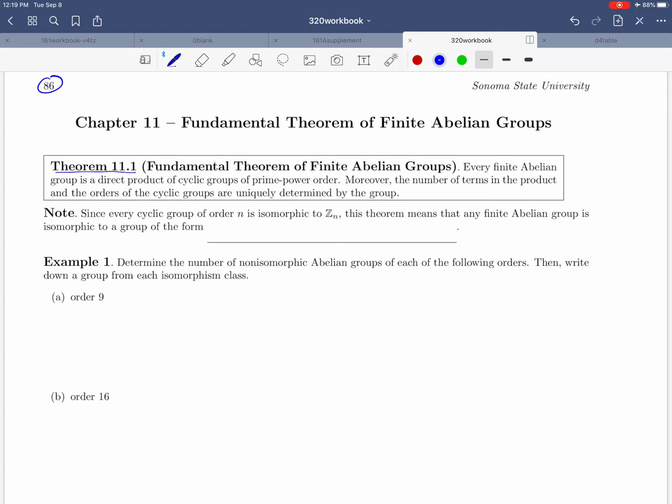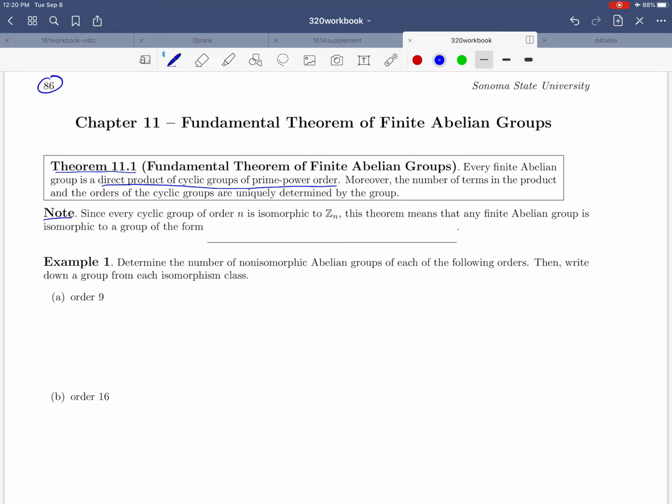Two sentences. The first sentence says, every finite abelian group is a direct product of cyclic groups of prime power order. So it's just telling us that we can essentially decompose every finite abelian group into a direct product of this form. And then the second sentence says, moreover, the number of terms in the direct product and the orders of the cyclic groups are uniquely determined by the group. We're going to see that that second sentence gives us a way of looking at two finite abelian groups and telling whether or not they're isomorphic to each other. We'll see how that works when we do some examples together.